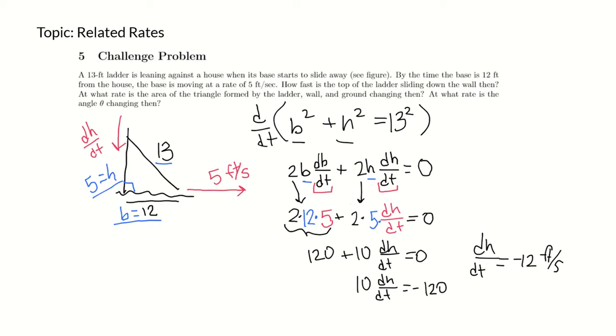So this means that the ladder is sliding down the wall right here. It's going down the wall at a rate of 12 feet per second. So the negative just means that our value is going down.